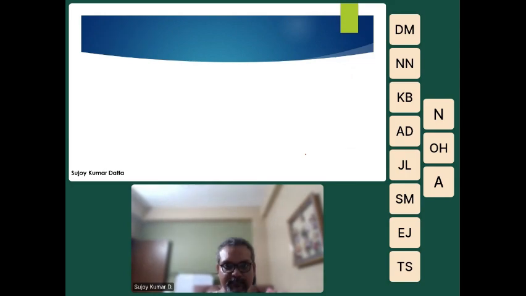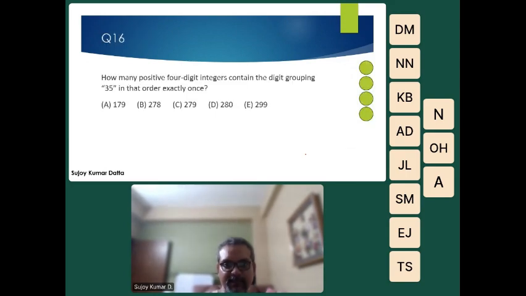Okay, this one we'll skip for now. Okay, let's see this one. Though this is a bit of permutation combination, there is still something very logical about this.